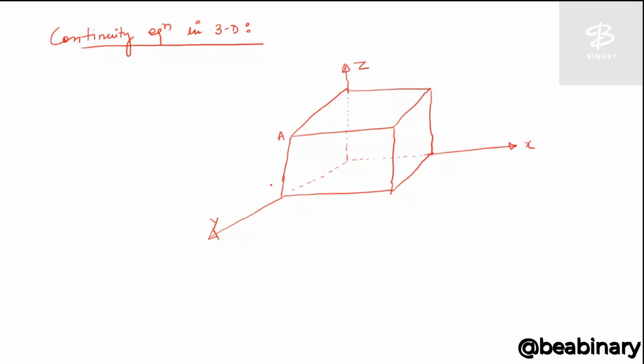This is my face A, B, C, D, E, F, G, H. In the x direction, we are assuming the velocity is u. In the y direction, we are assuming the velocity is v. And in the z direction, we are assuming the velocity is w. The velocity component is w.